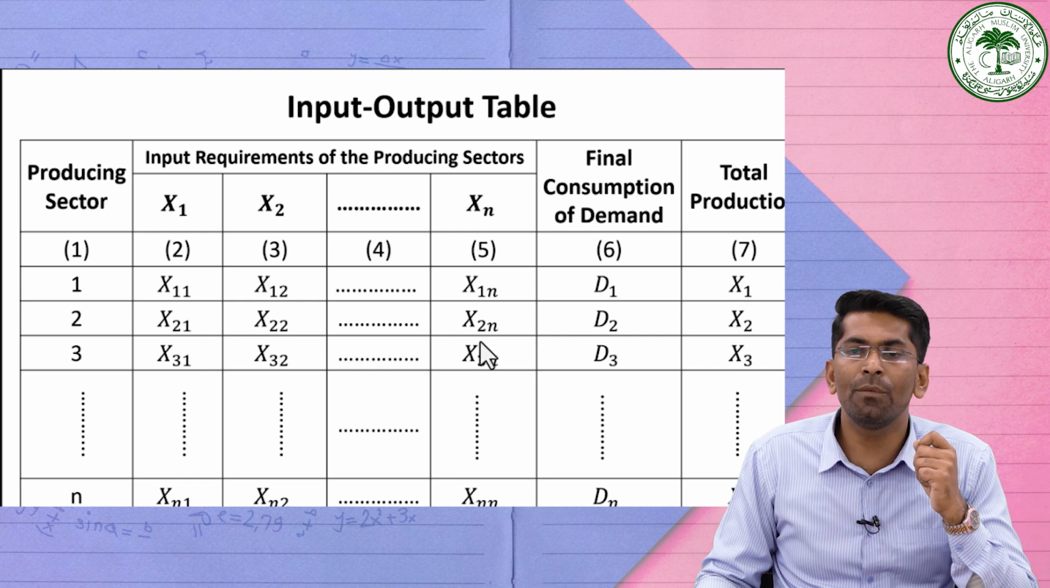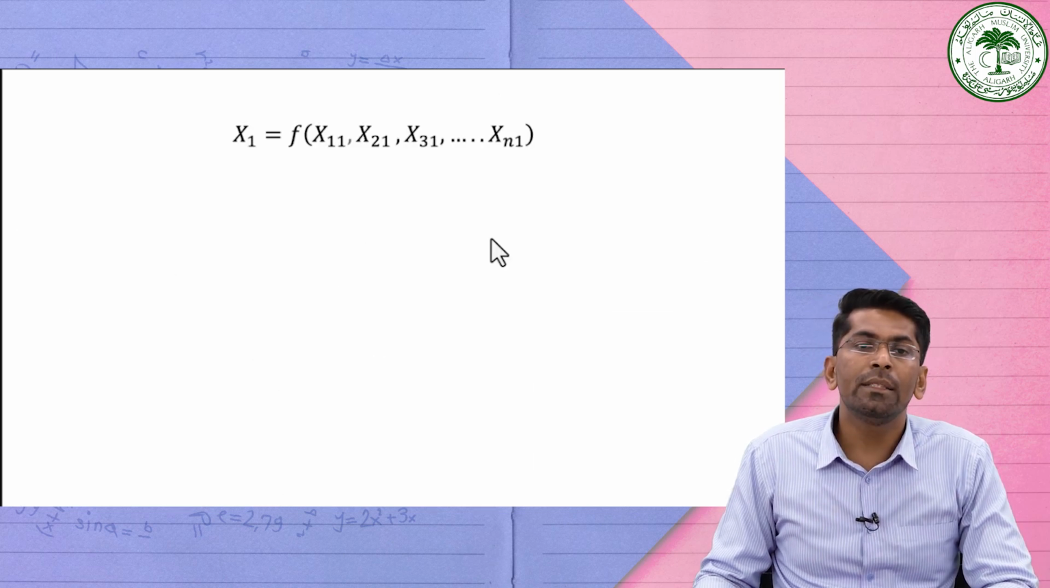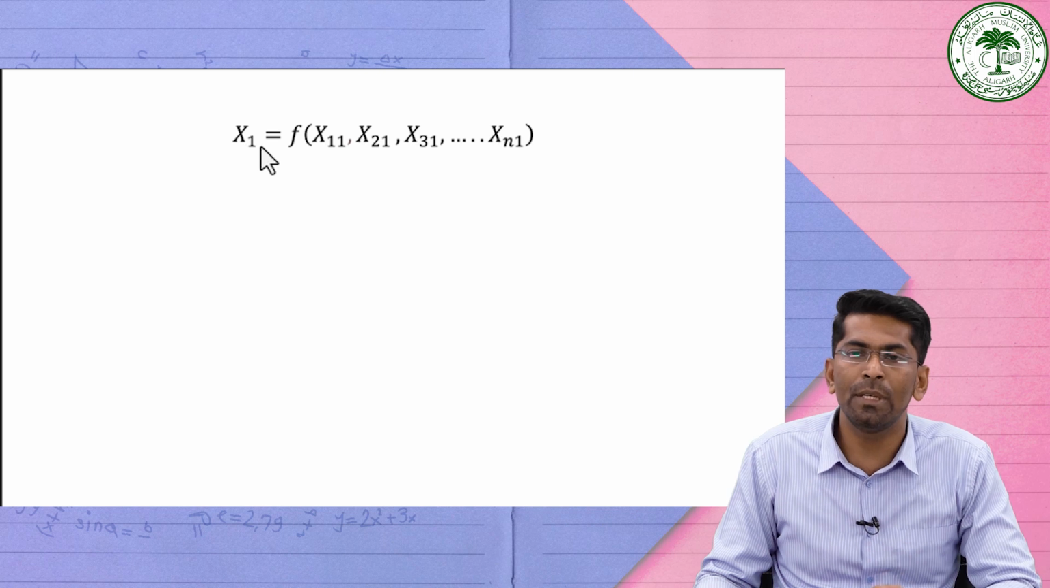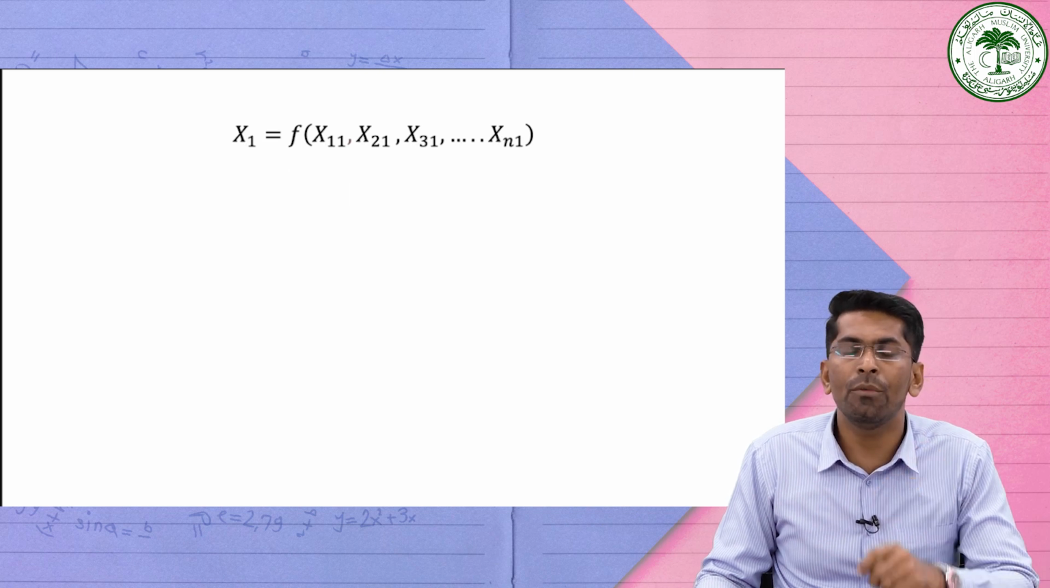Thus, from the above discussion, we can say that the column shows the production function of the corresponding producing sector. Accordingly, X1, the output of the first industry, is a function of X11, X21, X31 up to Xn1, which shows the functional relationship between the output X1 and the various inputs X11, X21, X31 up to Xn1. So X1 here represents the output of the first industry.